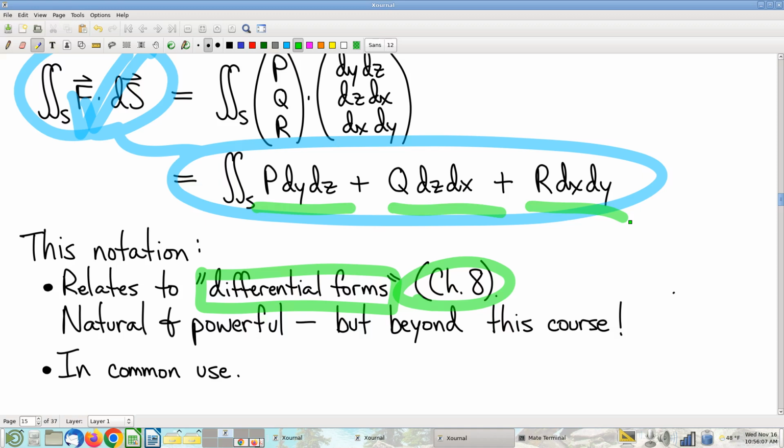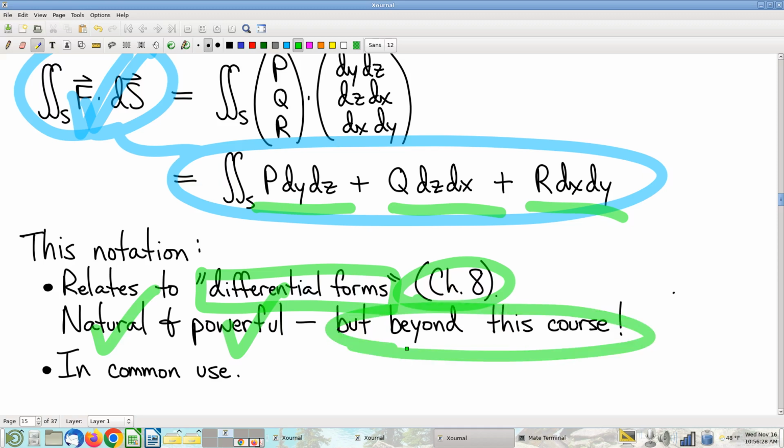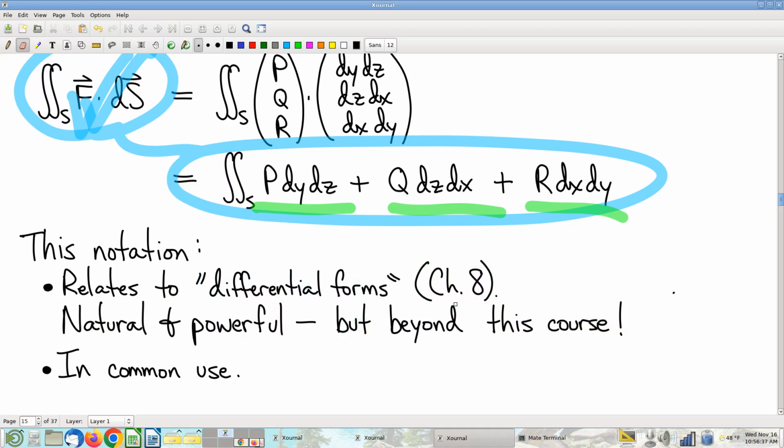And it's powerful stuff. Differential forms allow you to do things that we just can't do without differential forms. It's extremely powerful mathematically. And I'm going to make the claim, though I'm not going to tell you what differential forms are exactly, that it's also ultimately very natural. But all this differential form stuff is well beyond Math 219. So you'll have to take my word for it, but that's why people like this notation, and therefore that's why this notation's in common use.